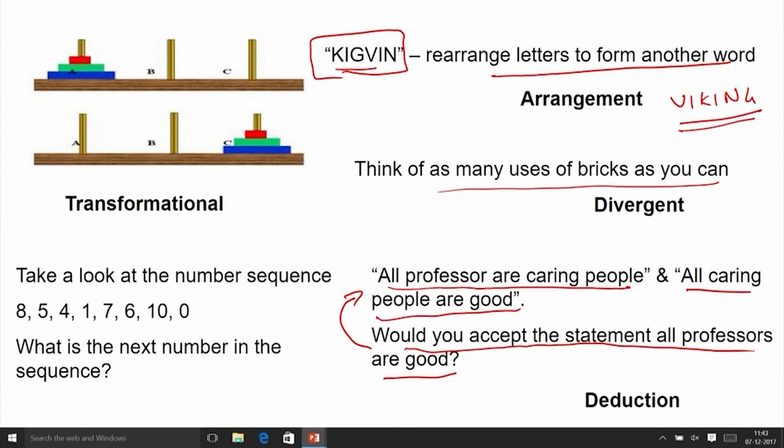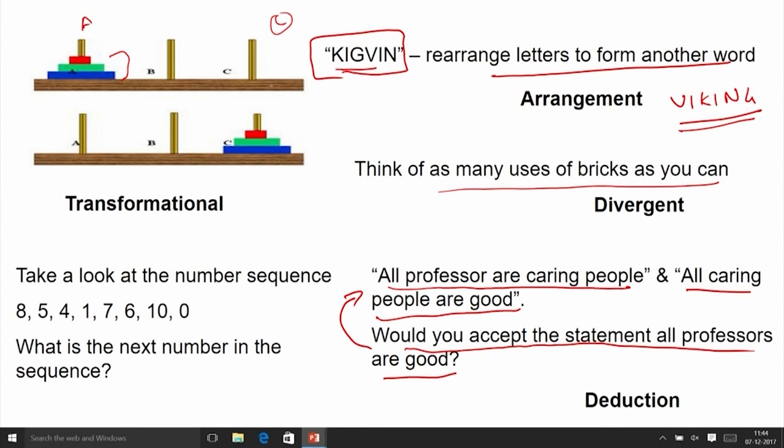The fourth kind of problem is called the transformational problem. In a transformational problem, you have the initial state and the goal state known to you, and you have to use a particular strategy to arrive from the initial state to the goal state. As you see, this is called the Tower of Hanoi problem. The requirement here is to move these three circles from position A to position C.